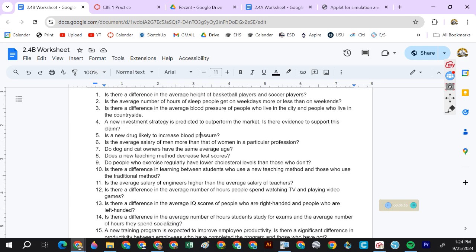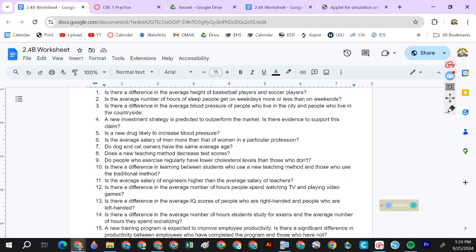All right. Number 1. Is there a difference in the average height of basketball players and soccer players? Two-tailed test. We're not assuming that one is taller than the other. Now, there's probably a good chance that the basketball players are taller, but that is not inherent in the question. It just says, is there a difference? That would be a two-tailed test.